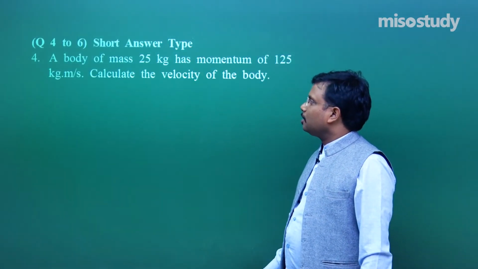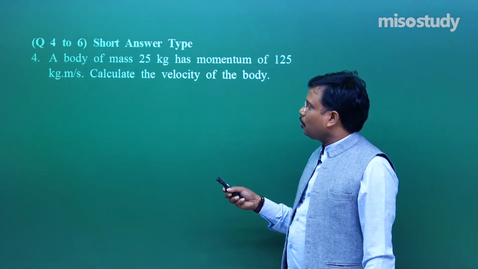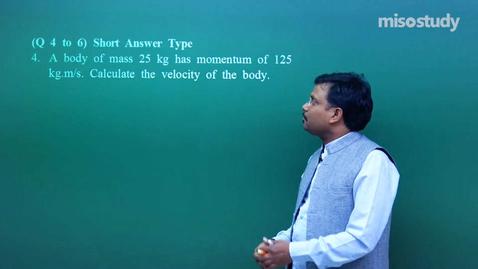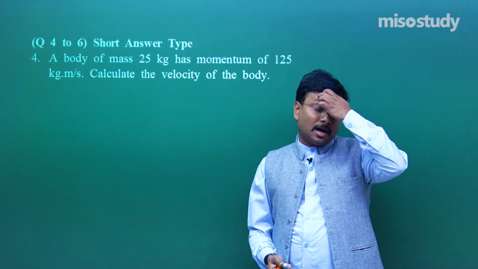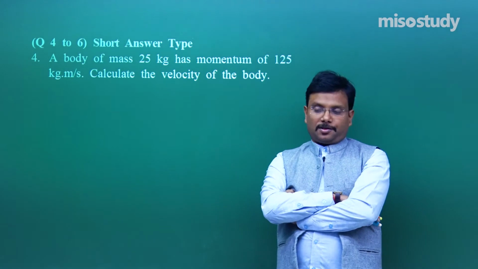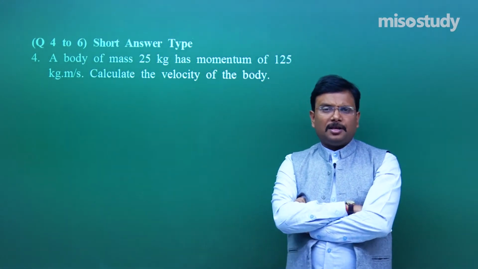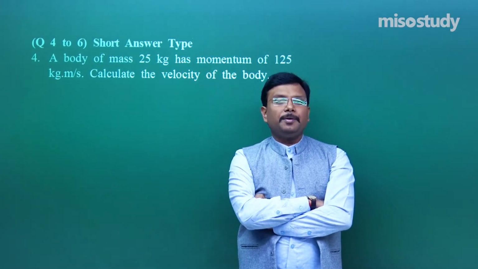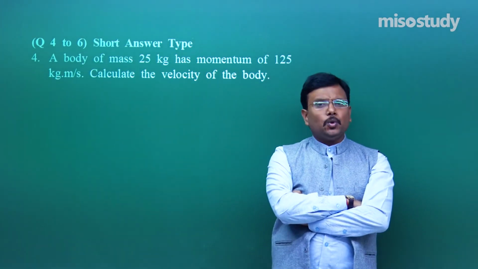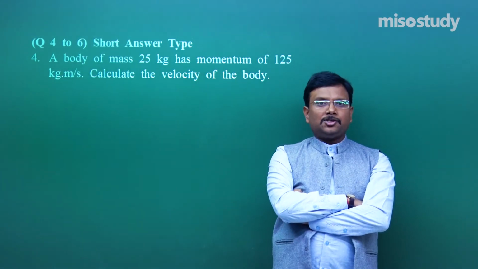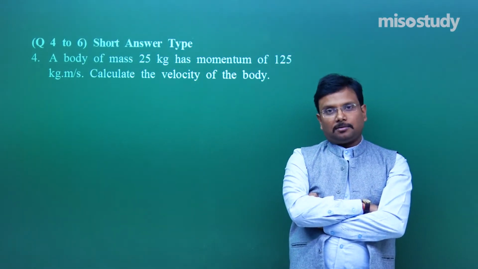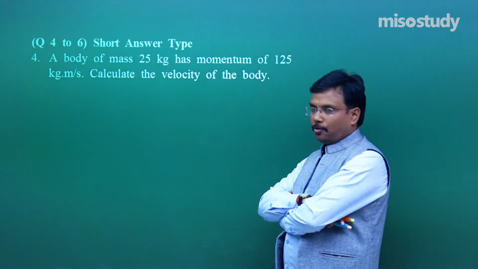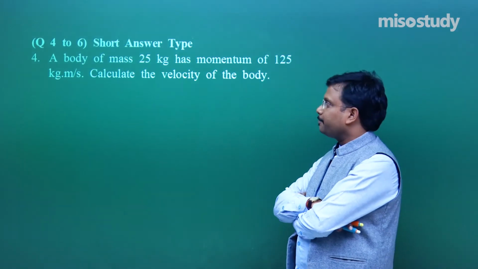Then comes question number 4 to 6, 4, 5, 6. Now, these 3 questions are in the category of short answer. So, what is the difference between short and very short? Short answer means maybe you have to write 2 lines or so, and very short means just 1 line. Okay? So, let us take a look at this question number 4, that is short answer type.